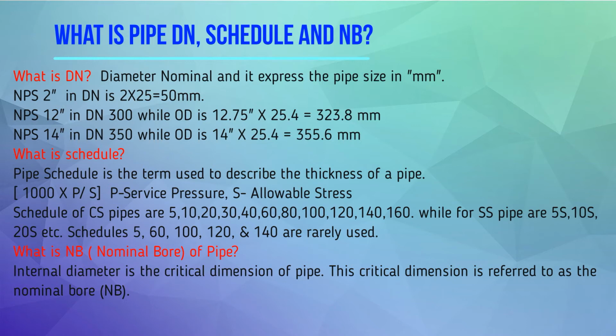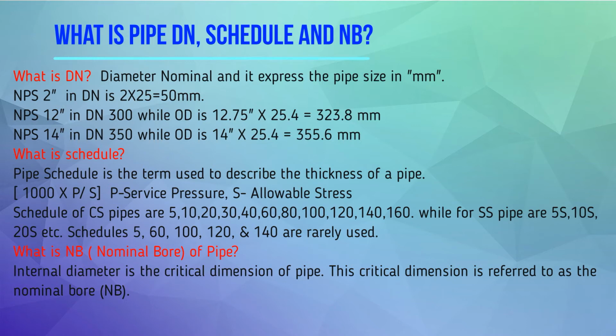Let's take another example, NPS 14 inch. We already explained that from 14 inch and above, the OD is exactly the same as the NPS size. Here NPS is 14 and the DN value for the 14 inch is 350. This is a rounded figure again because we multiplied 14 with 25, not with 25.4, only 25. And the OD of the 14 inch is exactly 14 inch, so we multiply it with 25.4. Here we get 355.6 millimeter.